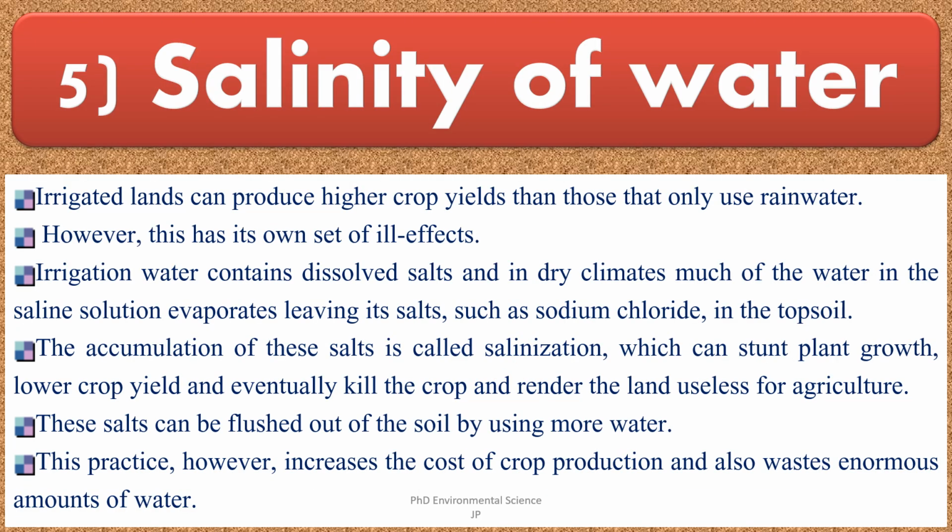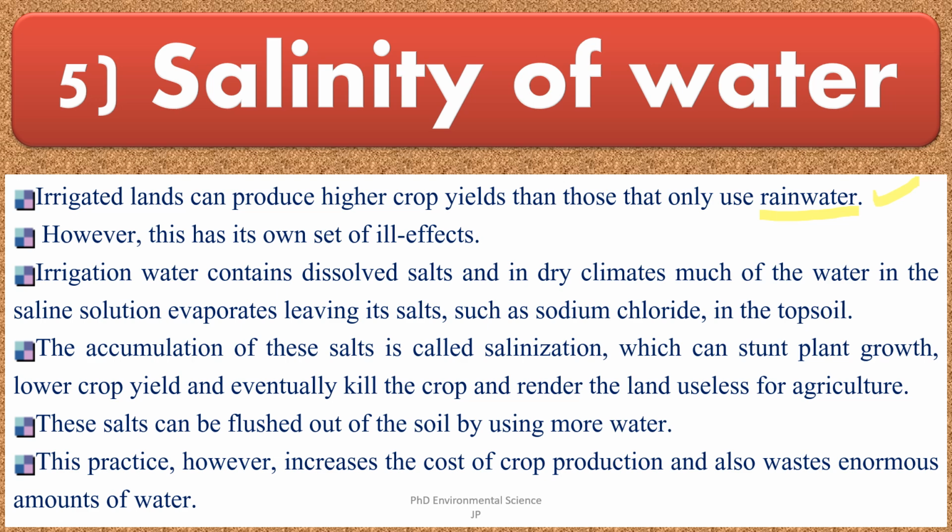Salinity of water. Now, irrigated lands can achieve higher crop yields than those lands which only use rainwater because crops have access to a consistent water supply throughout the growing season. This allows farmers to grow crops in regions where rainfall alone may not be sufficient to support plant growth.